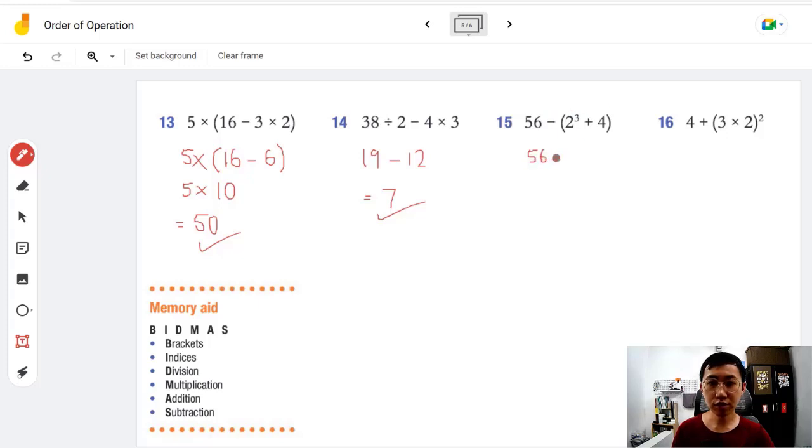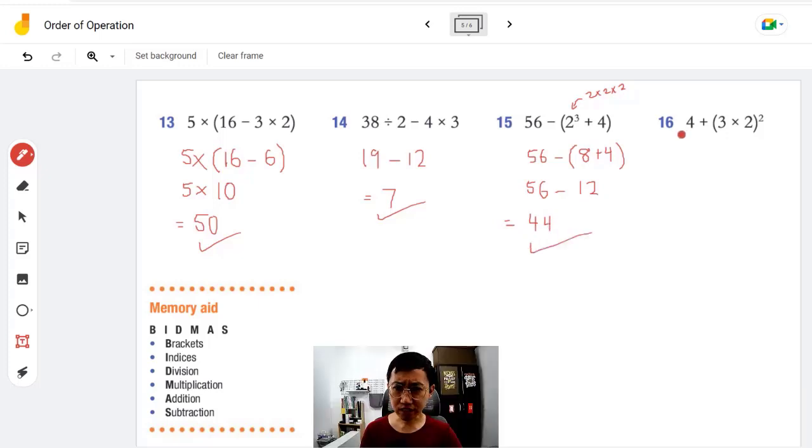Next one, 56 minus, you copy first because we have to do bracket. So copy this, no worries. Inside the bracket, I can see powers we have to do first. So let's do the powers. 2 to the power of 3 is actually 2 times 2 times 2, 3 times. So let us solve this. 2 times 2, 4 times 2, 8. So let's copy 8 first plus 4. Solve whatever is inside the bracket. So continue to copy 56 minus 8 plus 4, that's going to get you 12. Now solve this. You can do manual calculation if you are not very comfortable. If you are, then just solve. So that's going to get you 44.